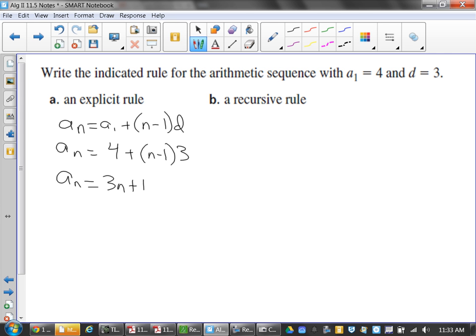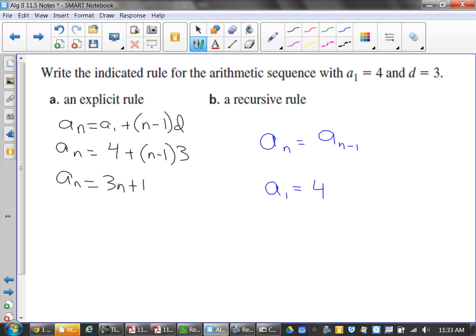The recursive rule is a little bit different. The recursive rule has two parts. The first part starts out very similar. It's an nth rule for the recursive. But you also have to tell me what the first term is. Well, in this case, what was your first term? 4. That's very easy. All we do is write it down. And now we have to relate each term in that sequence to the term prior to it. So instead of talking about a sub n, I have to talk about a sub n minus 1. Very good. The term before.